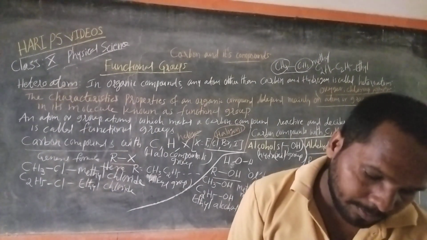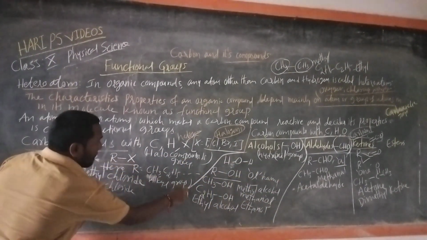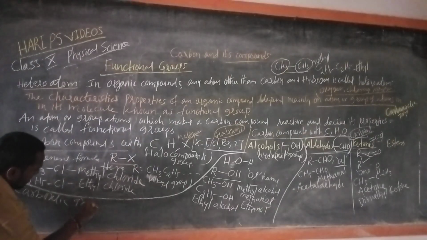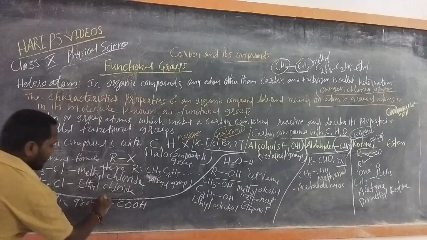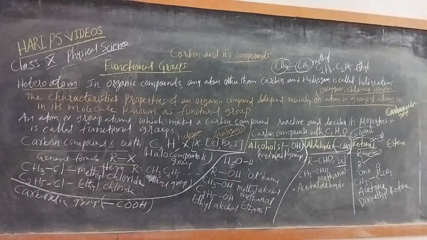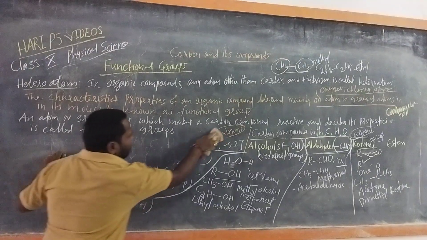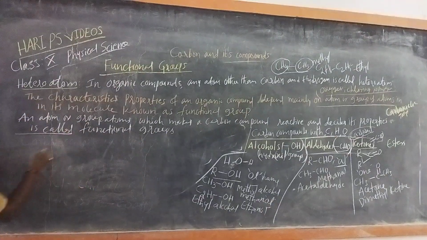Ketone group. Next, the carboxylic group. Carboxylic group COOH. So I hope you understood. Then I am going to rub this out, as no space is available. Right. Next group is the carboxylic group.